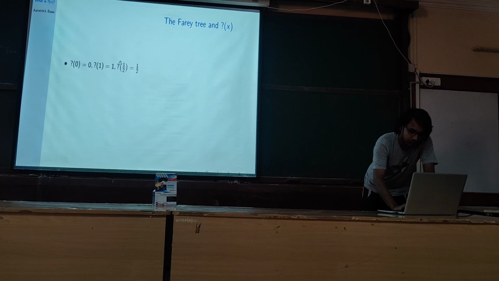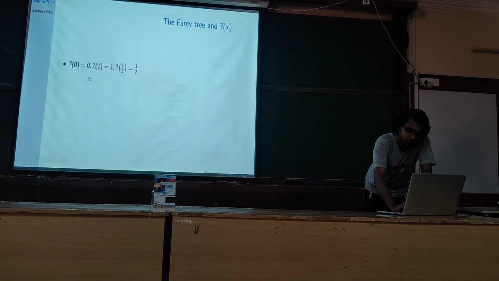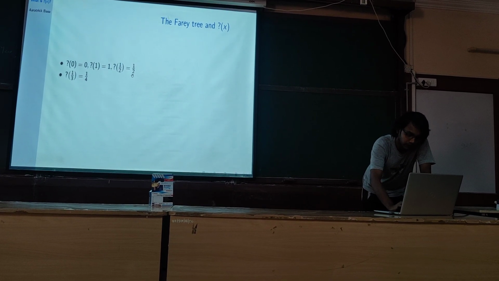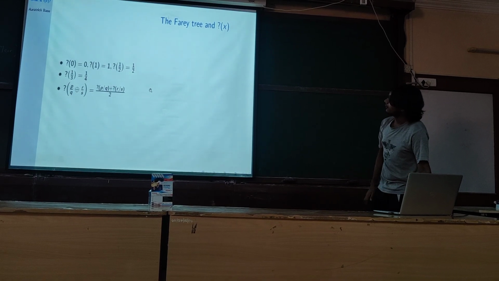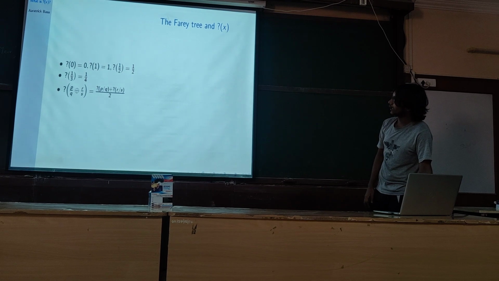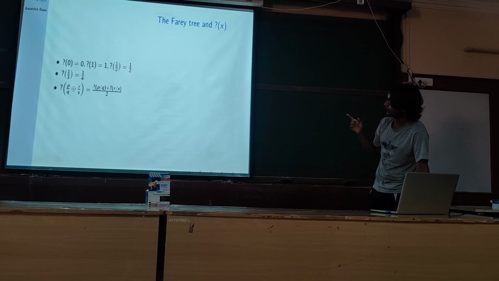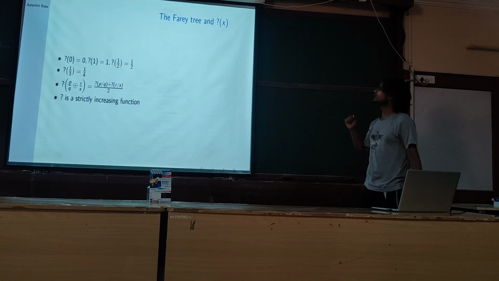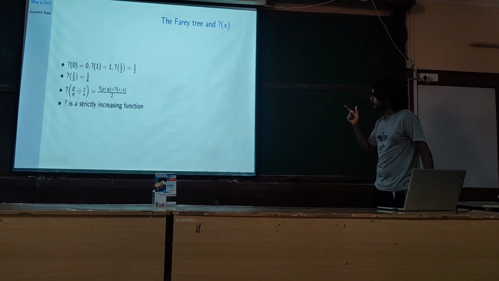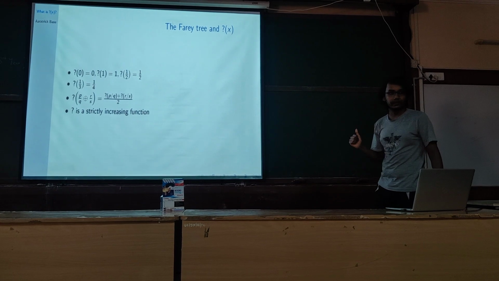Okay, so just to summarize the properties, we have question mark of 0 is 0, of 1 is 1, of half is half. As an example, we have question mark of 1 by 3 is 1 by 4, and the most important property is that the question mark function maps the median to the average. P by Q, Farey sum R by S maps to this thing. And the last property that I want to focus on is monotonicity. Question mark turns out to be a strictly increasing function.